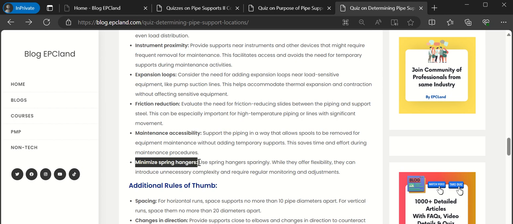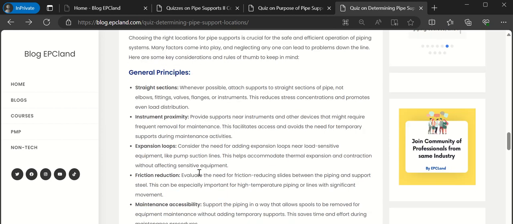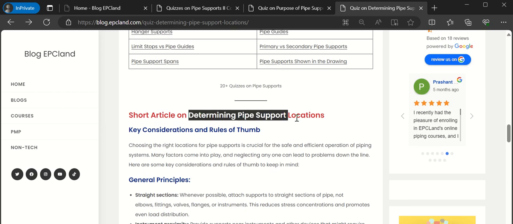Minimize spring hangers. Spring hangers, as we all know, are very costly, right? Although we require the hangers just to offer flexibility within the piping system, we consider them complex supports. So we always want to minimize these spring supports. These are a few of the general principles which we really need to look into when we are deciding the location of pipe supports.